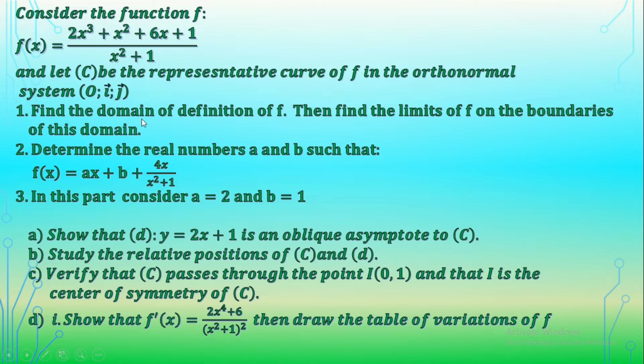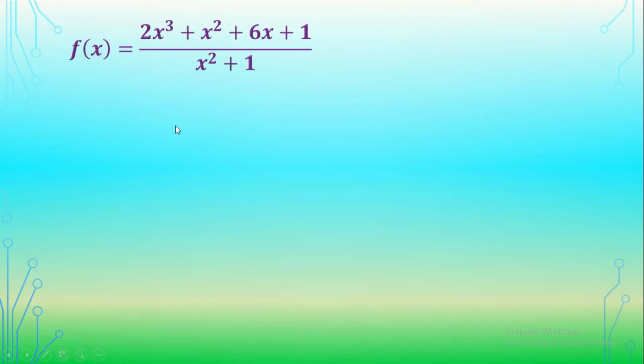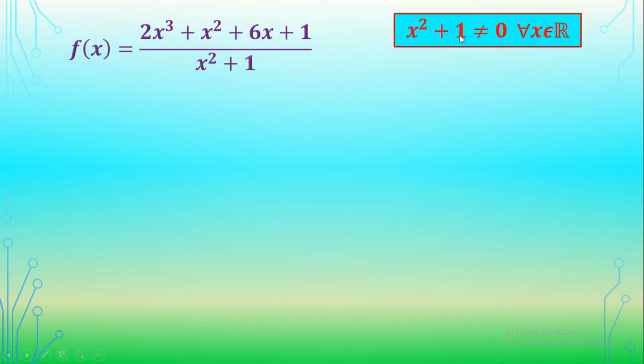Now in part 1, find the domain of definition of f, then find the limits of f on the boundaries of this domain. Well, we have learned before in the previous video that whenever we have a fraction, this fraction should be defined if the denominator is different from 0. Note that x squared plus 1 is different from 0 for every x belongs to R. Why? If x squared plus 1 is equal to 0, then x squared will be equal to minus 1, which is impossible. We cannot square any real number to get minus 1. So x squared plus 1 is different from 0 for every x belongs to R.